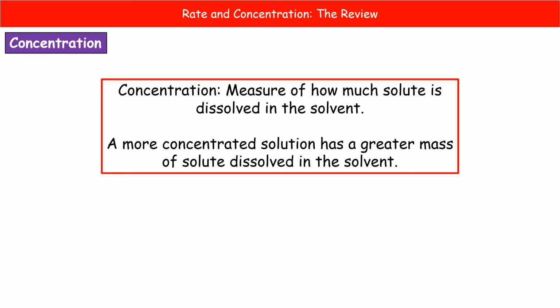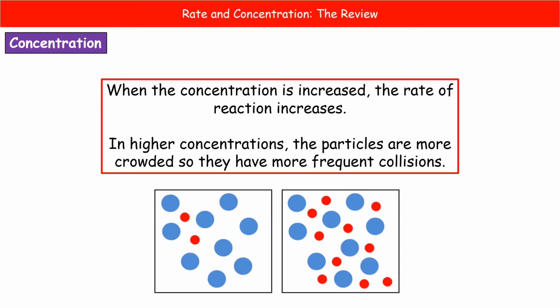Second factor we're going to look at is concentration then. When we're talking about concentration, it's quite simply how much solute is dissolved in the solvent. If we've got a more concentrated solution, there's a greater mass of solute dissolved in the solvent. When we consider the impact of concentration on rate, increasing the concentration increases the rate of reaction.